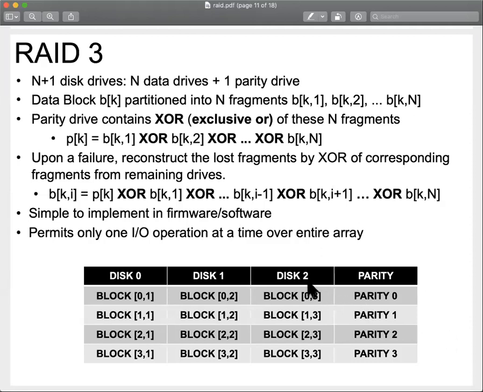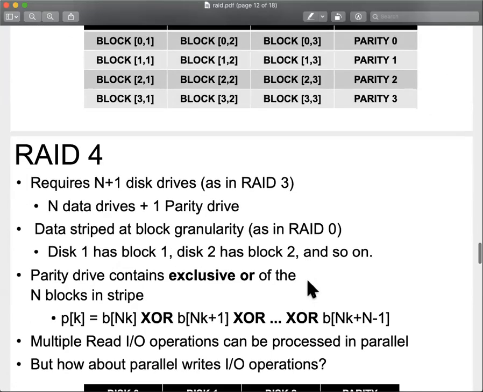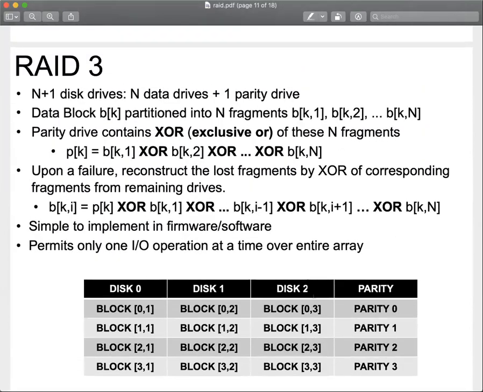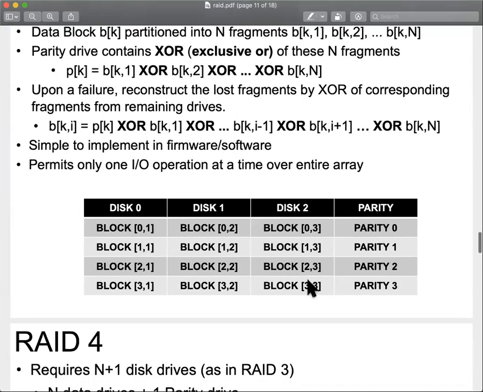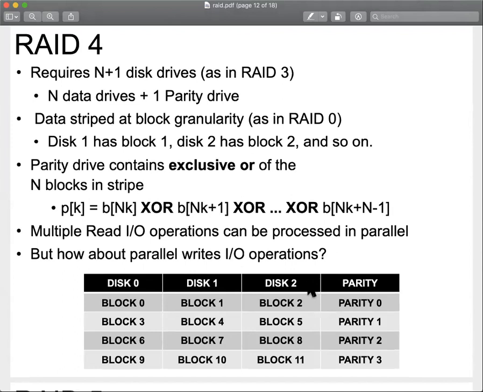Okay, so let's go to the next one. All right, so now we want to increase the parallelism. RAID 3 can only handle one IO operation at a time, one block at a time, one read or one write operation at a time. In order to improve parallelism, what we can do is keep a block together, right? Now we are willing to spend more money to buy a RAID controller that can handle multiple blocks in parallel. So that brings us to RAID 4.